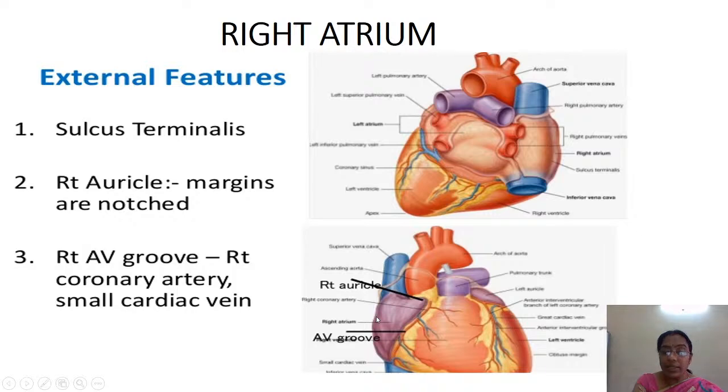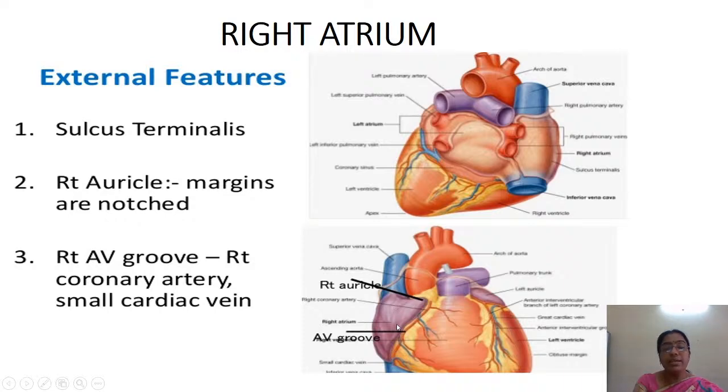Now, other than that, what other features can you see externally? This atrium has a small extension towards the left side. This is the right side and this is the left side. This small, ear-like extension going to the left side is called the auricle. The auricle as such is not smooth; it has a notched feature. Notches means it is irregular. These notches prevent the free flow of blood.